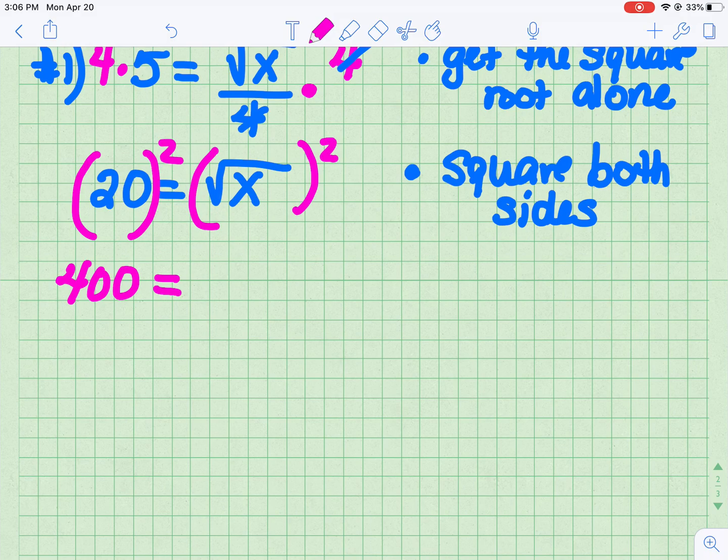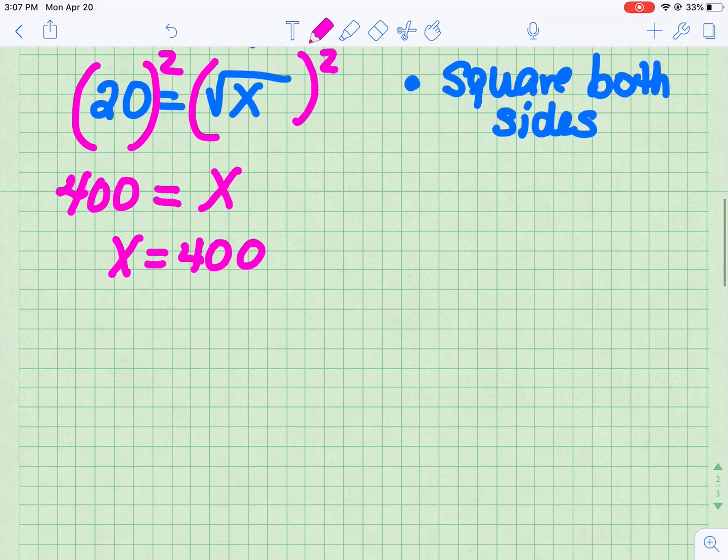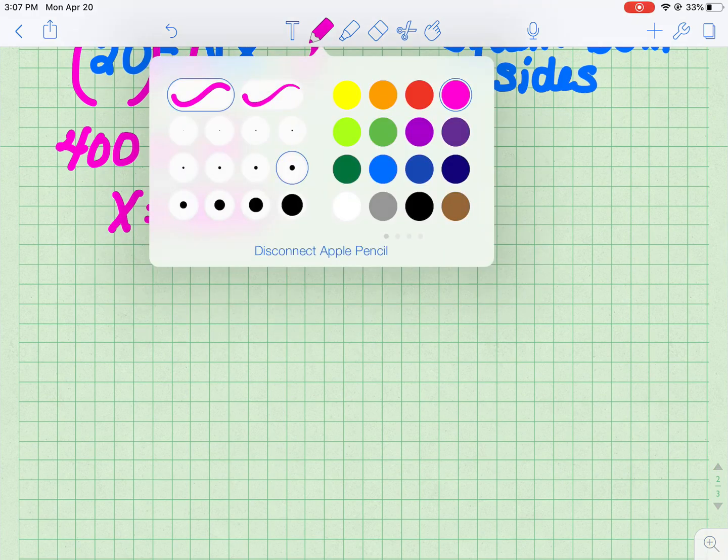And on this side, if we're squaring a square root, we're undoing it. So all that's left is x. So we have x equals 400. We're not done the problem though. Okay? So we squared both sides. Our x is already by itself, but our last thing is to check it.